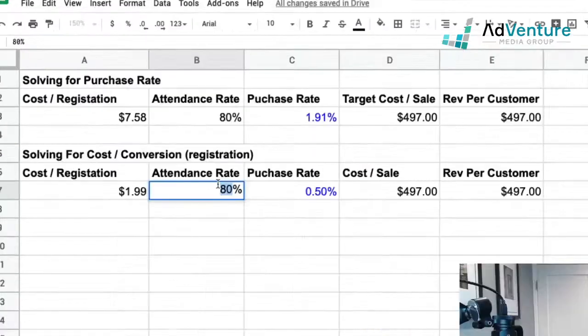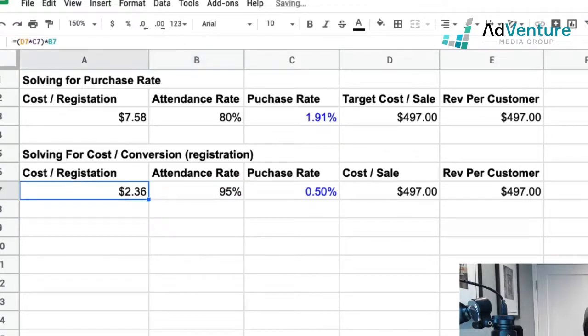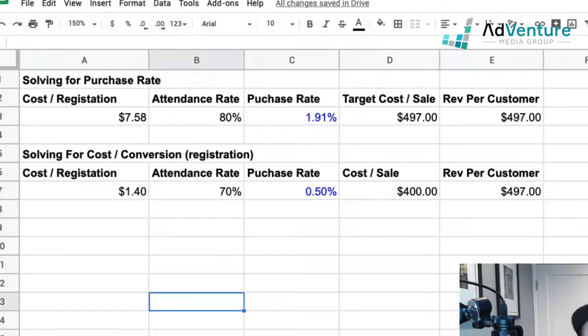If I have a 60% attendance rate, I need a $1.49 cost per registration. If I have a 95% attendance rate, make sure you add the percent, I need a $2.36 cost per registration. And if I want to make a profit, let's say my target cost per sale is $400 and I have a 95% attendance rate, I need $1.90. With a 70% attendance rate, I need $1.40 cost per registration. And you can see how far off these two numbers are right now if this purchase rate doesn't change. So this is a template which is very helpful to you.